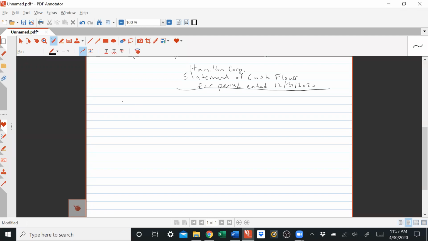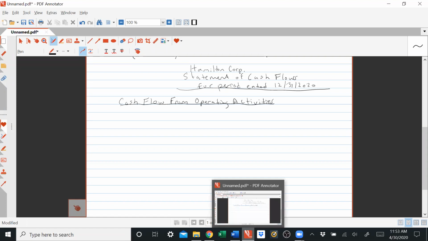And then we're going to have a subheading called operating activities. Or maybe I should title it cash flow from operating activities. And then that's our subheading. And in this section, we're going to put all the cash inflows and outflows resulting from operating activities.